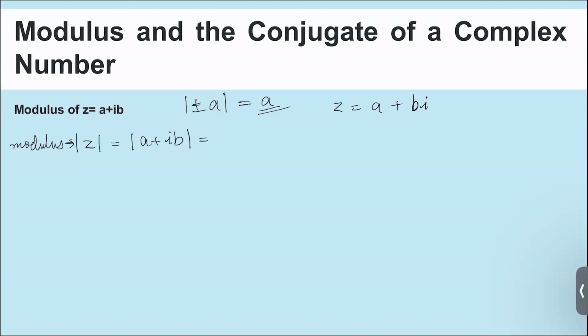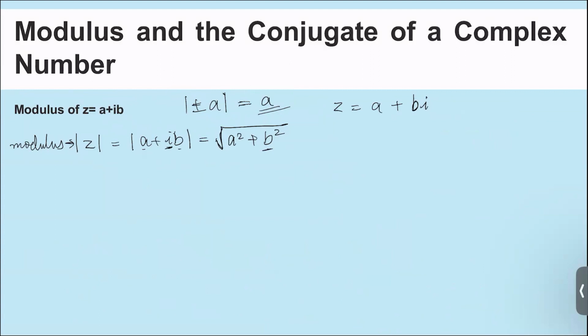How you find it is the square root of the sum of the squares of the real parts of the complex number. You can see that we are not including the imaginary unit over here. We only deal with the real coefficients that are there in the complex number. So this is how you find the modulus of a complex number.